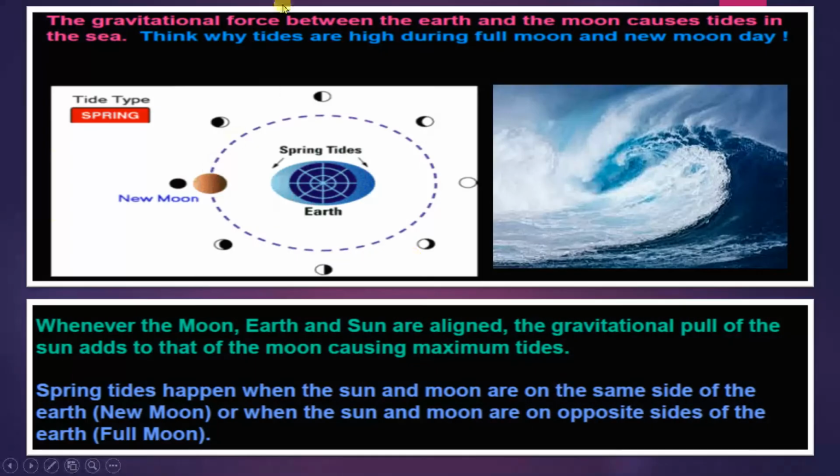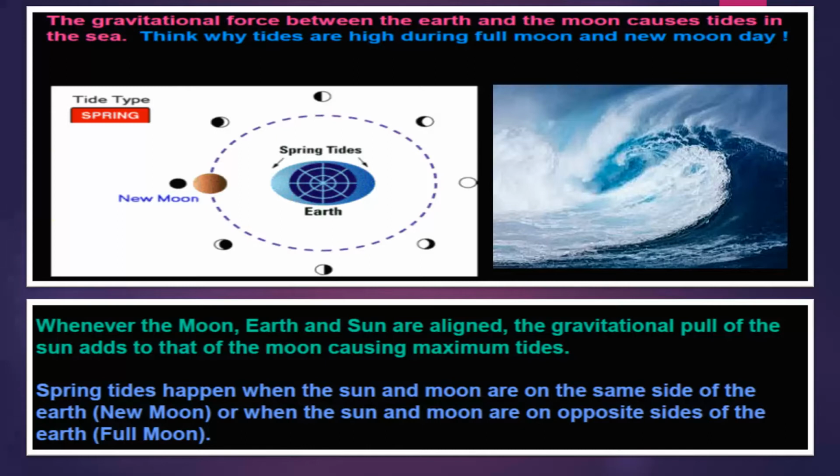Now this gravitational force is responsible for the formation of tides also. You know the tides, very high movement of the water, and these happen at a particular time of the day. Yes, you have seen the tides, but during full moon and new moon day, these tides are the highest. Do you know the reason why the tides are highest?